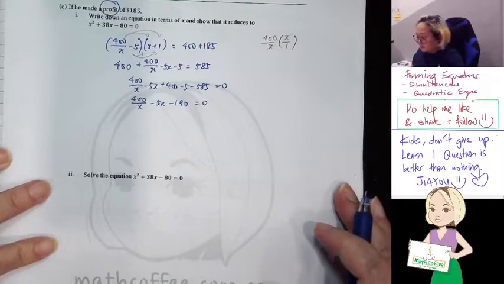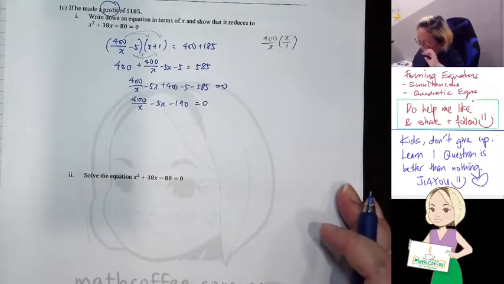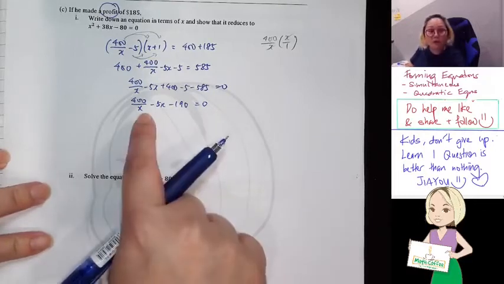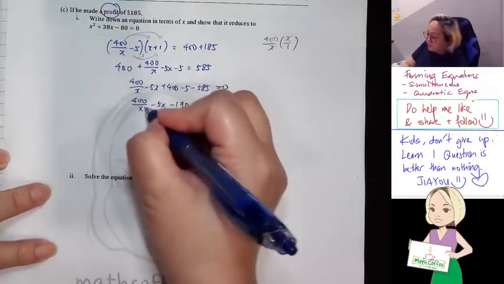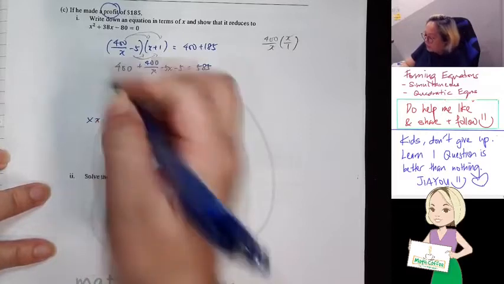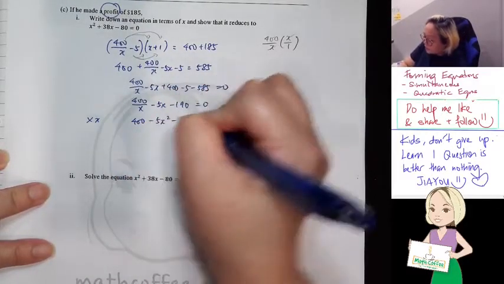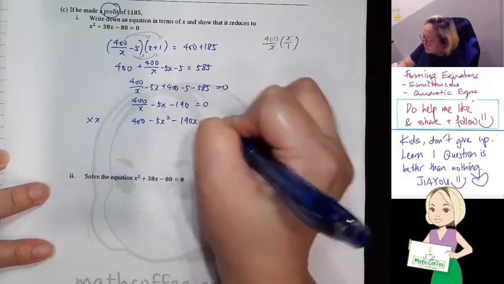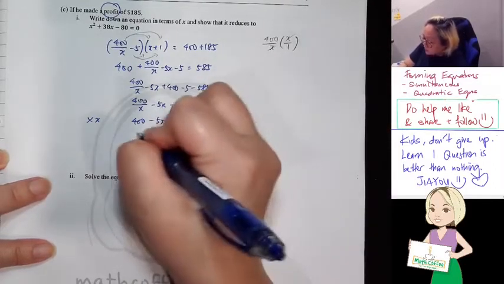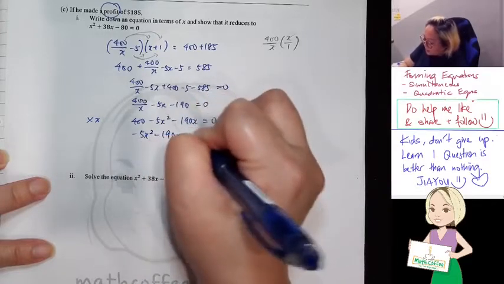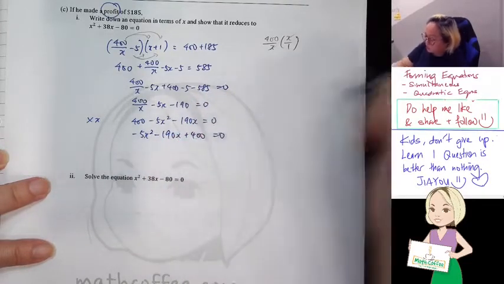So then, after that, times x throughout, because I want to make it flat. Because my denominator got x, so you just multiply by x throughout. So I get 400 minus 5x squared minus 190x equals to 0. So rearrange: minus 5x squared minus 190x plus 400 equals to 0.